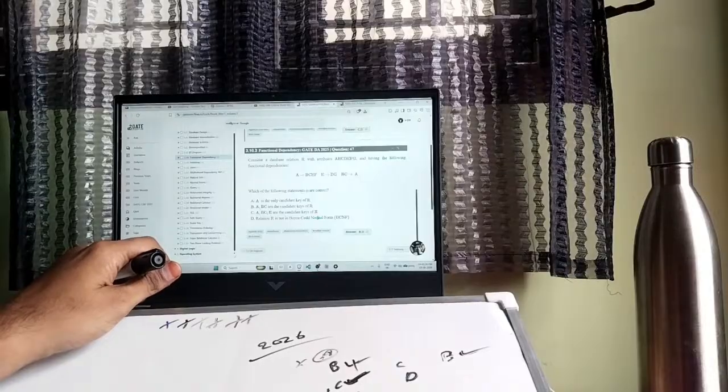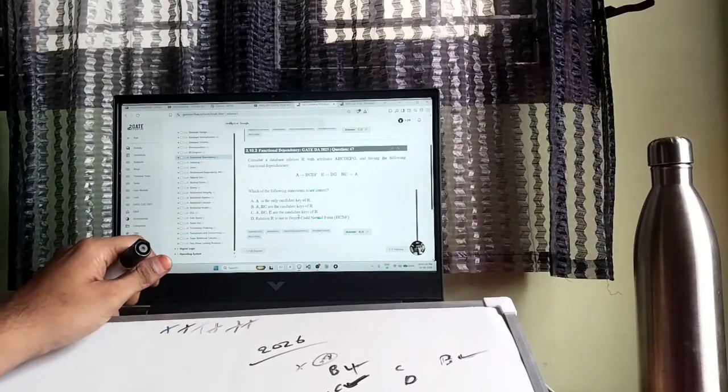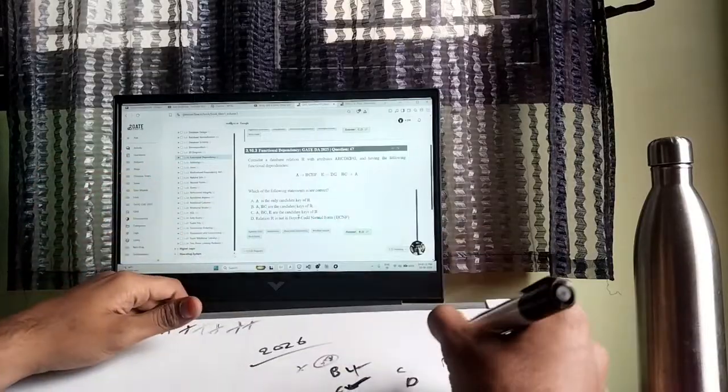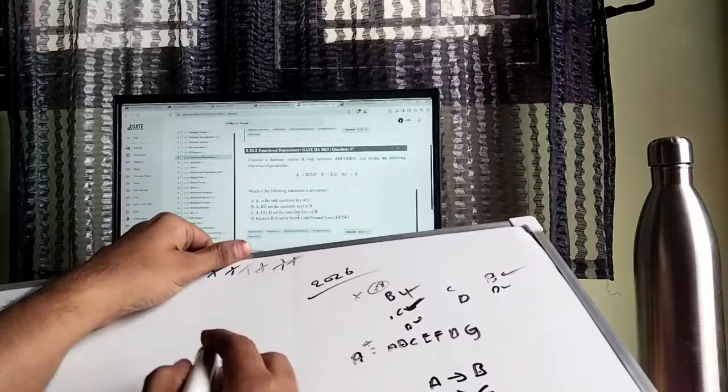I think B and D. D is also correct. Yeah, it is not in BCNF. So B and D are correct. Let me say my logic, how I do these questions.